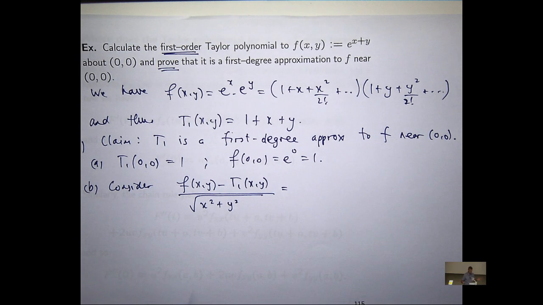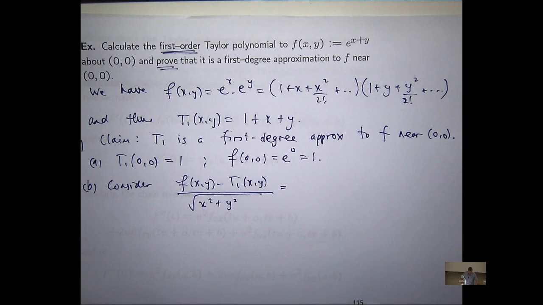Now, consider this. We want to show that this goes to 0 as x and y go to 0. Right? Now, by Taylor's theorem, we can write f of x, comma y, as T1 plus a remainder. Okay? That's what Taylor's theorem says.